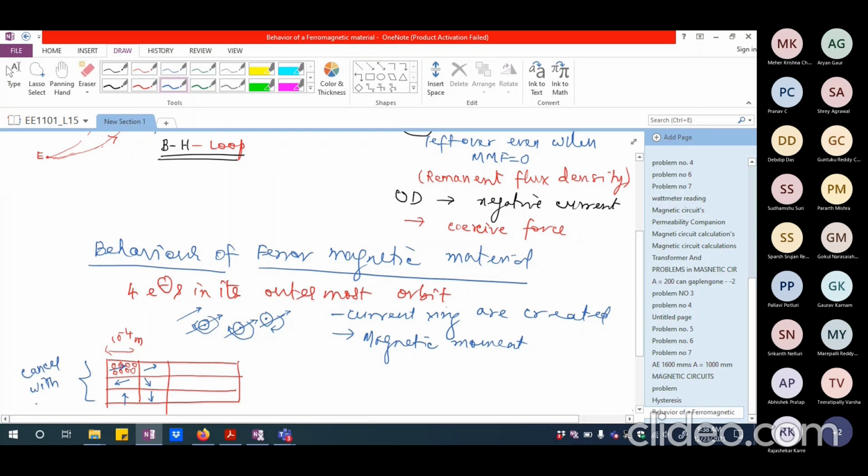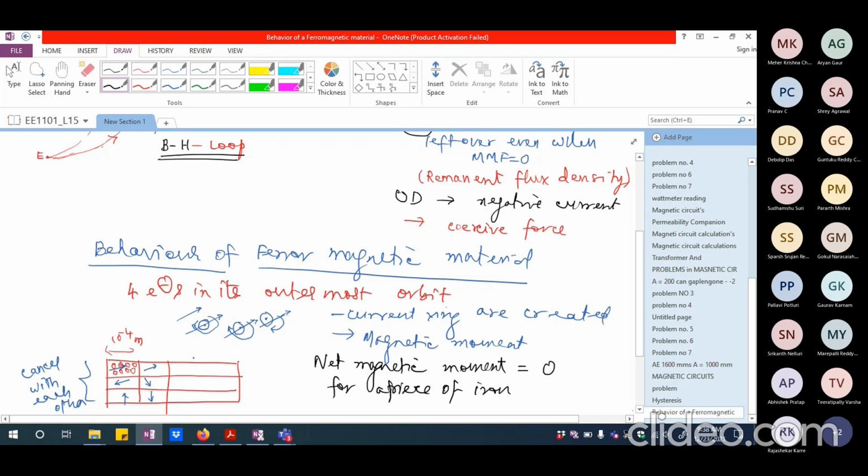So you are going to see that the net magnetic moment available from a new piece of iron is going to be 0, because the moments are all arbitrarily, randomly going in all different directions. That is the reason why the net magnetic moment will be 0 for a new piece of iron.